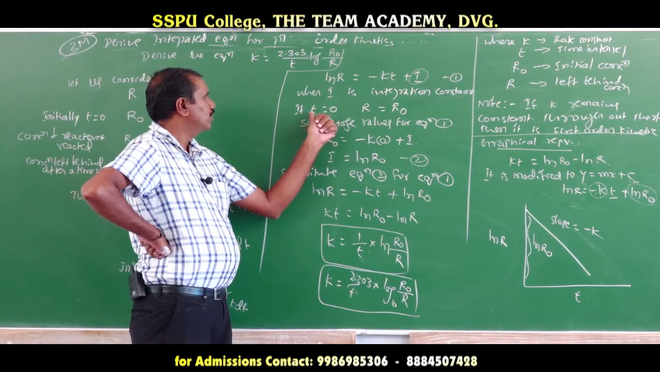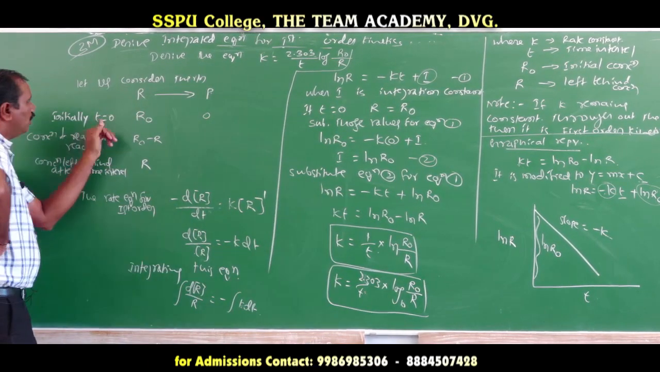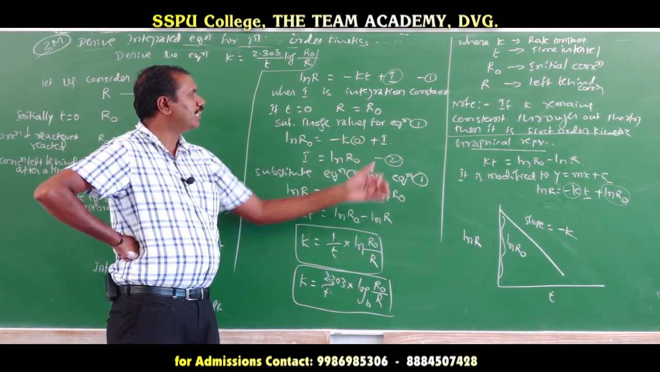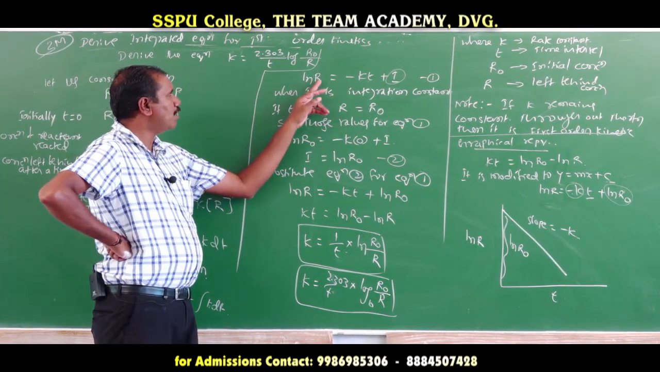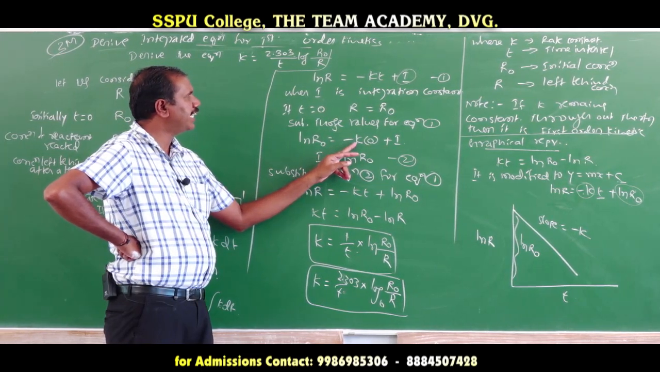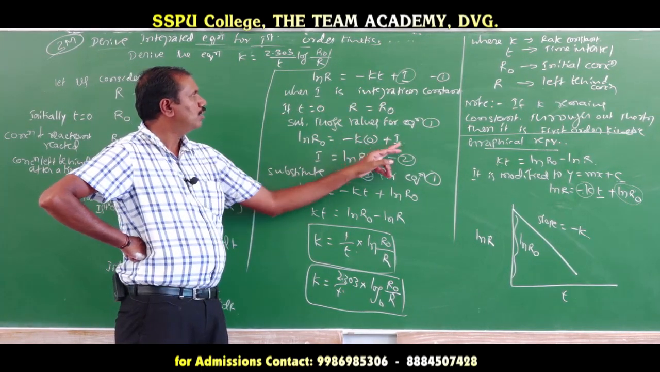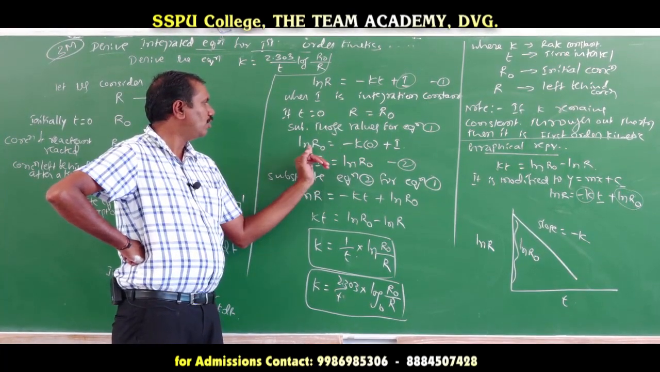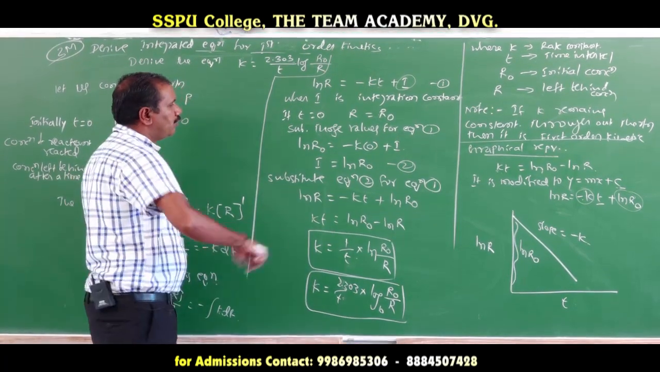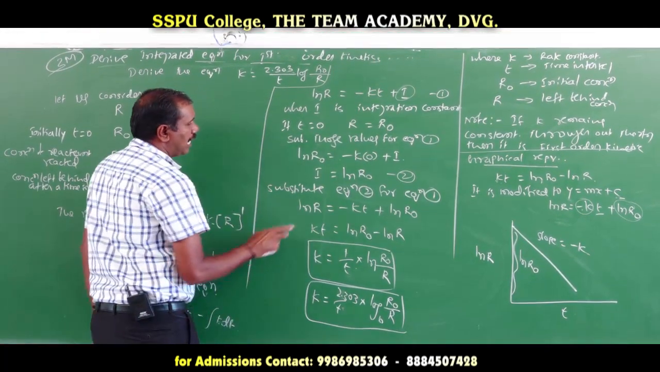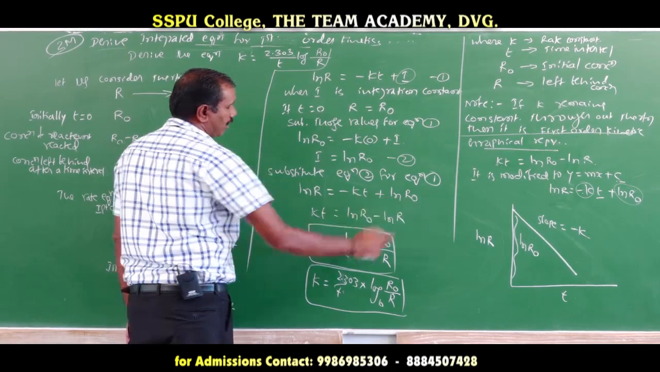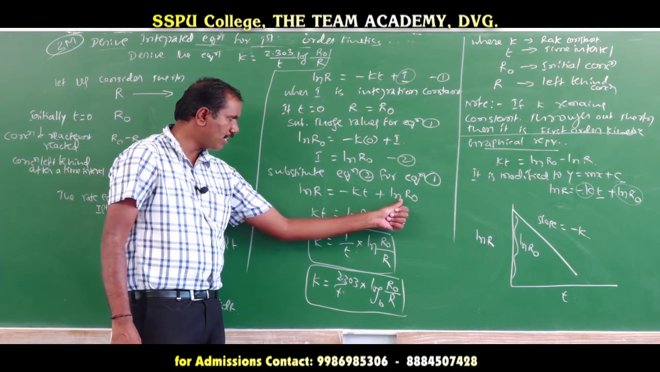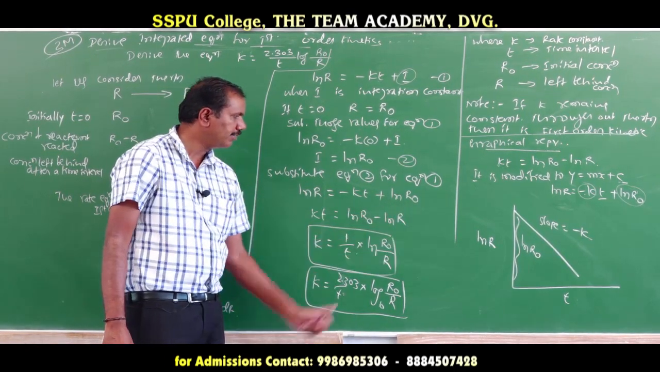If t is 0, then R becomes R naught. Substituting these values in equation 1, ln R naught equals minus K into 0 plus I. So K into 0 is 0, then the I value is ln R naught. Substitute this I value in the equation: ln R equals minus Kt plus ln R naught, where Kt equals ln R naught minus ln R.